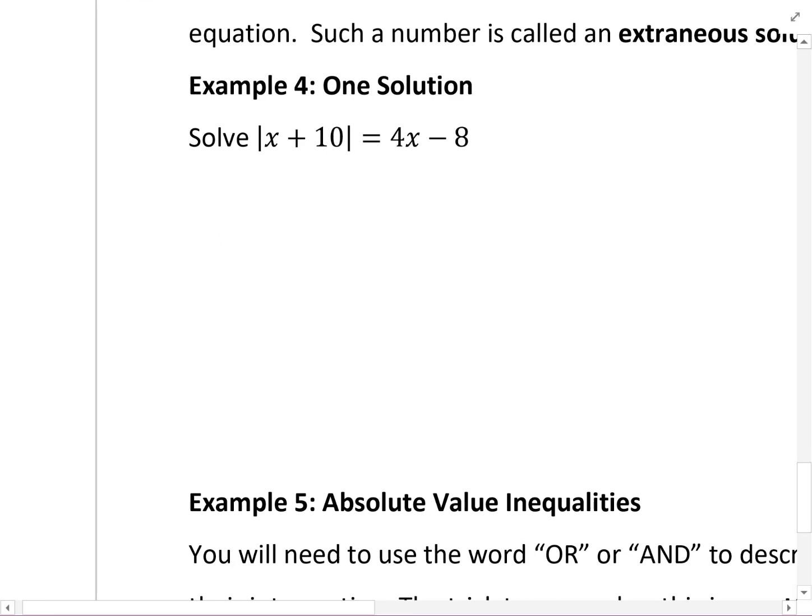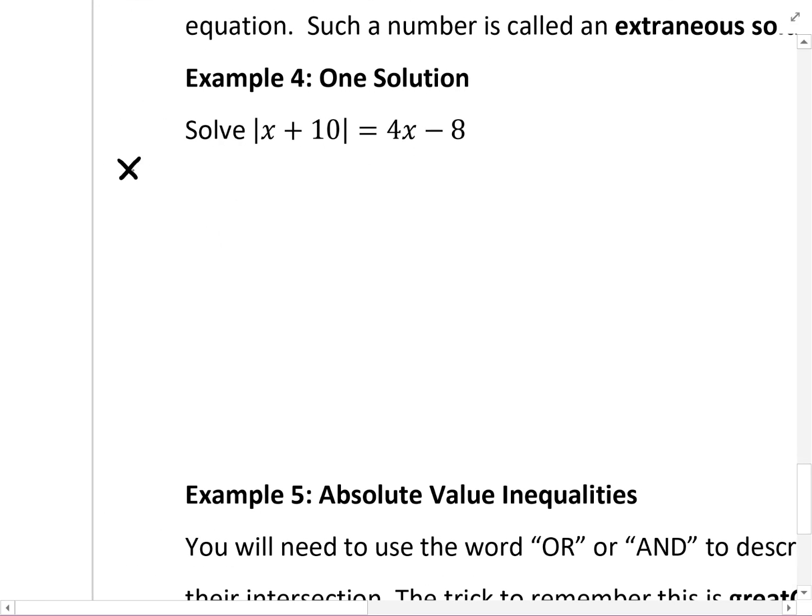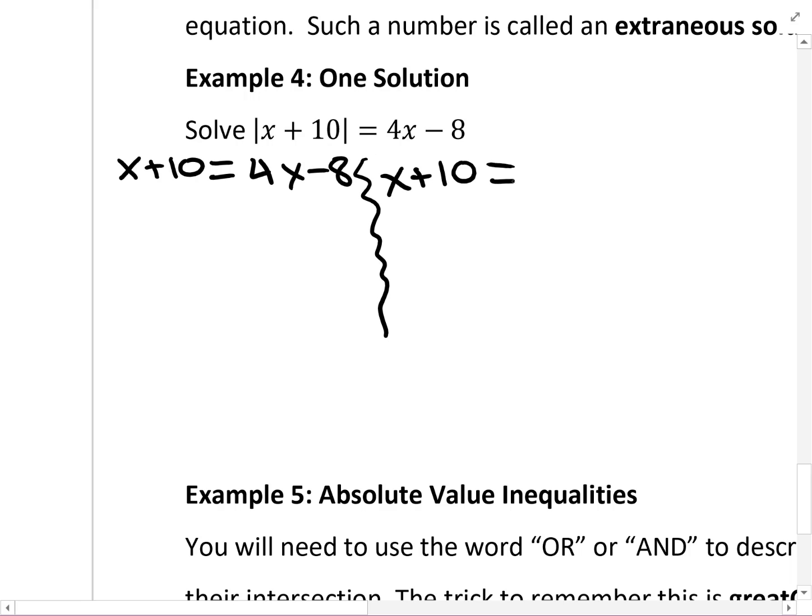Split into your cases. So you'll have x plus 10 equals 4x minus 8. Your other case, pay attention to this one, will be x plus 10 equals the opposite of this whole chunk. So it'll be negative 4x plus 8. Everything goes opposite. Now solve.